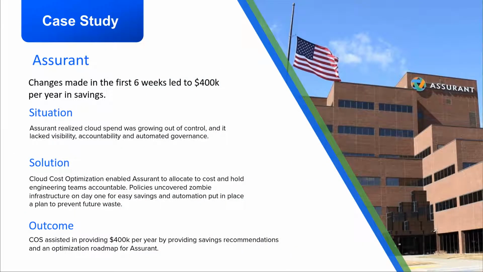And so there are some companies that have been worked with in the past, one of them being Assurant. And they realized within the first 6 weeks that led to 400K per year of savings. And their situation was much like all of the rest of the companies we speak to, right? They realized that the cloud spend was growing out of control, and they just really didn't have any way to go in and understand where the costs were going, how to really rein that in with automated governance.